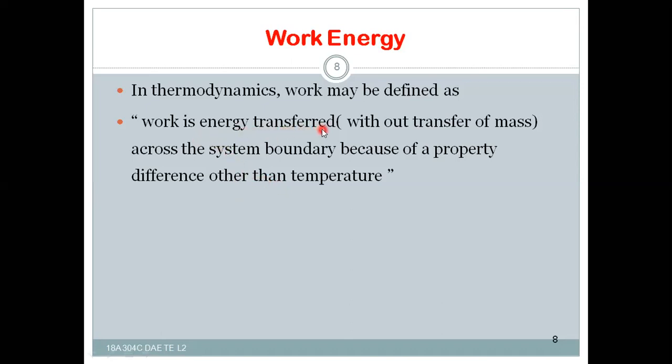Work is energy transferred across the system boundary because of a property difference other than temperature, whereas heat is due to temperature difference. If there is a temperature difference, then it is heat. Whereas if it is a difference other than temperature, it may be a volume difference, or a pressure difference, or any other property difference, then work energy is transferred across the system boundary.